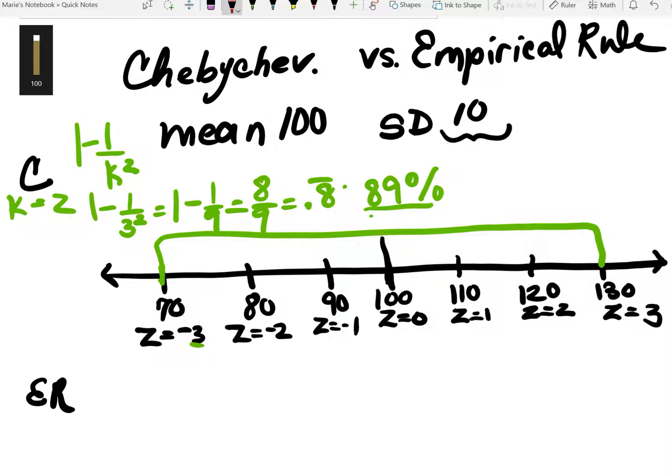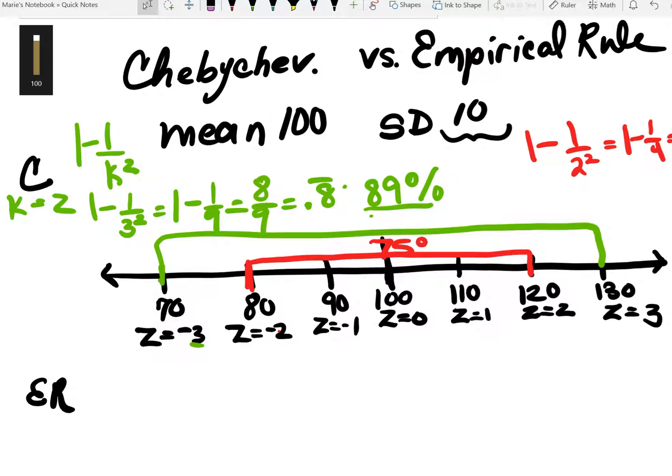For the second deviation, the -2, +2, if I do 1 minus 1 over k squared, which in this case would be either plus or minus 2, I end up with 1 minus a fourth, which is the same thing as 0.75. And this is why Chebychev says between the second deviations, whether plus or minus, you have 75% of the data.